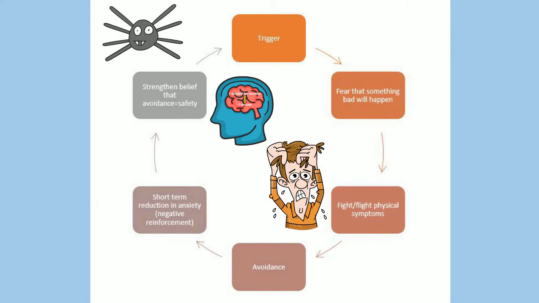Their brain says to them, well, you avoided last time and everything was fine. Why chance it now? Let's just avoid again. Why not just stick to what we know is safe? And that's how avoidance and anxiety is maintained, according to CBT.